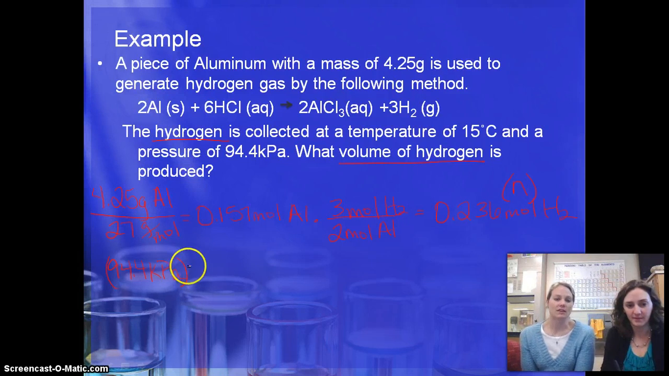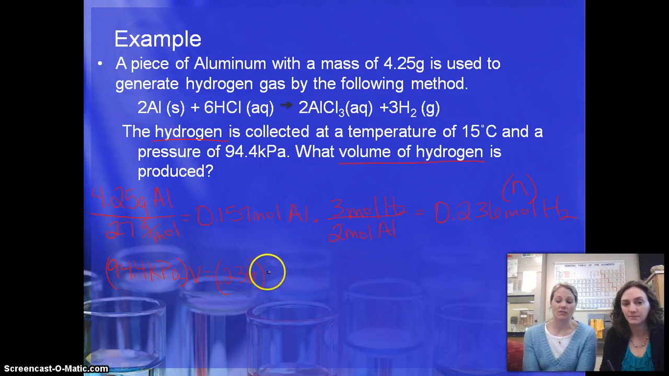So we've got our V as our unknown, equal to our n, which we just solved for, 0.236 moles. kPa is our pressure unit, so we have to go to our cheat sheet and look up the R value. You're going to use 8.31 for kPa, because that's the one that's labeled kPa. And then your temperature, you take your 15 degrees, add 273, and you get 288.